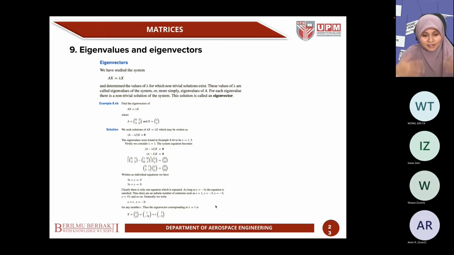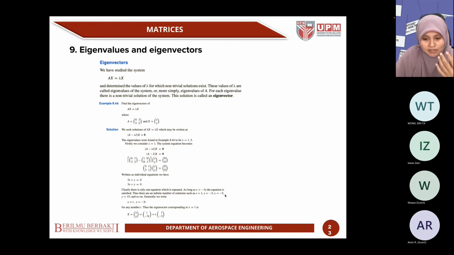This means there are an infinite number of solutions, such as y equals minus 3x. For example, using the general solution here, if we put x equals 1, then y equals minus 3.